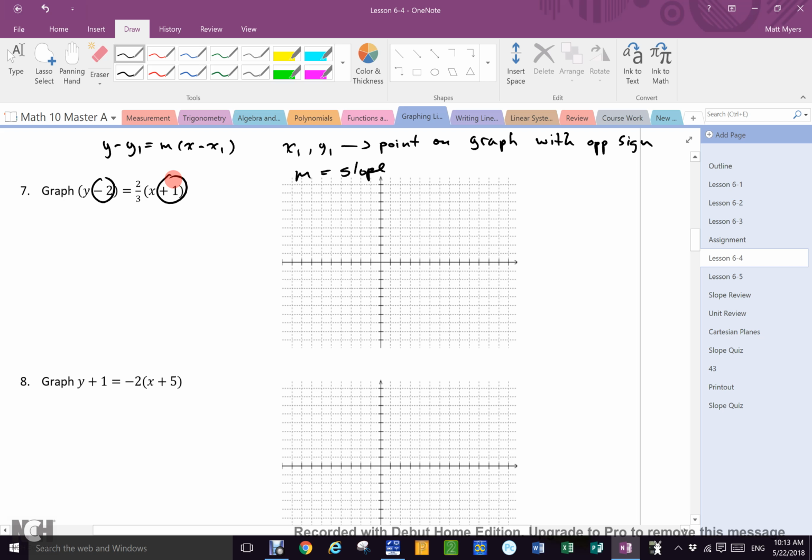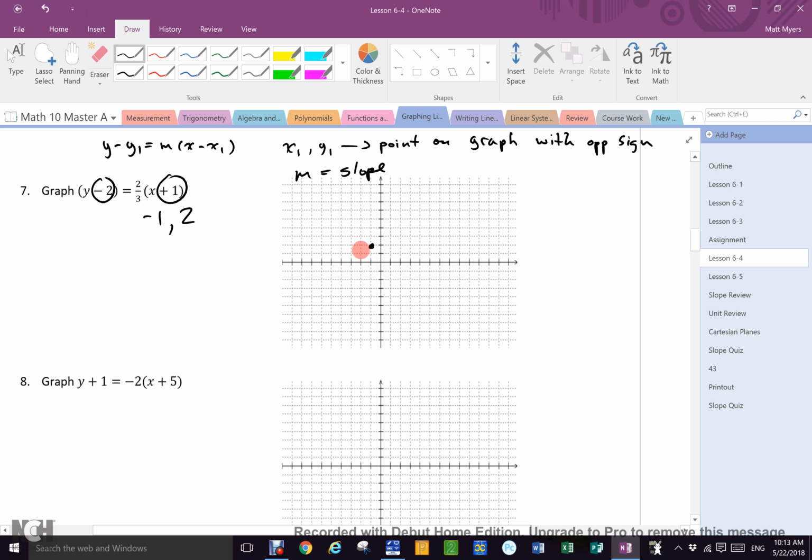But it's not 1 and negative 2. What is it really? Negative 1 and positive 2. Where is that on the graph? Left 1, up 2. Now, you have a starting point.